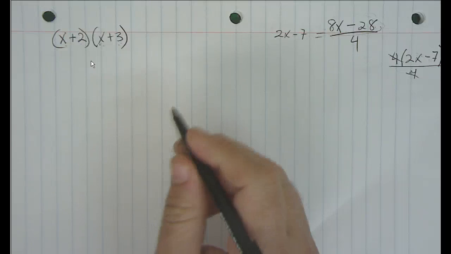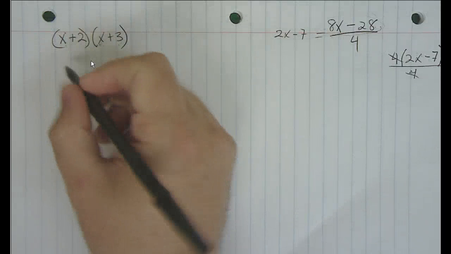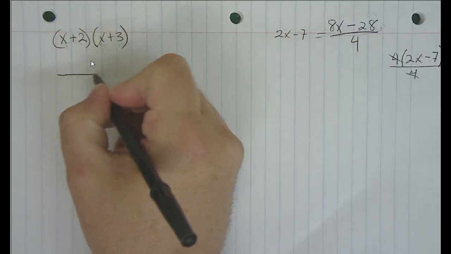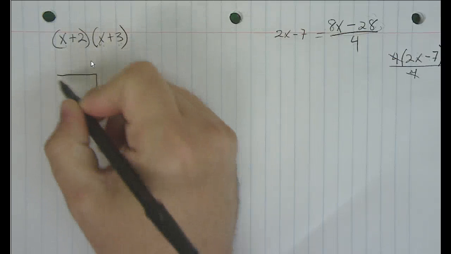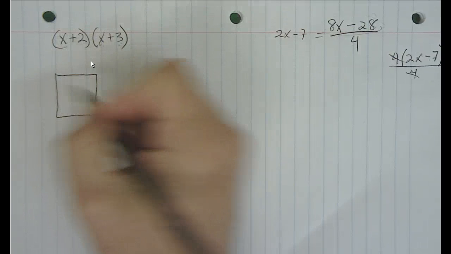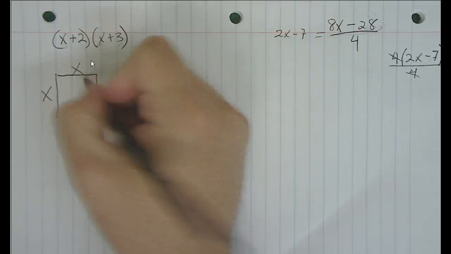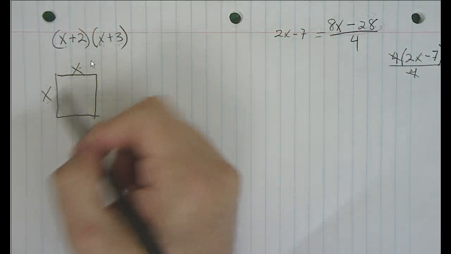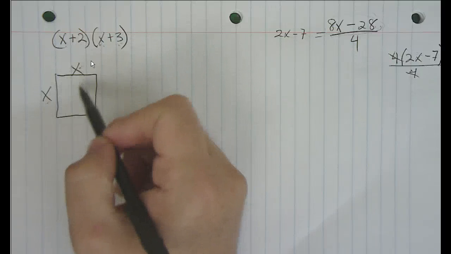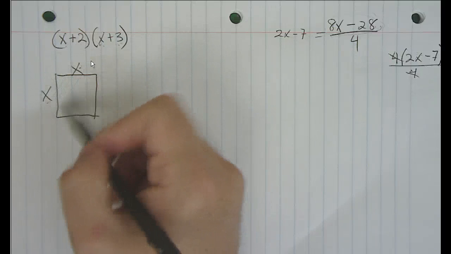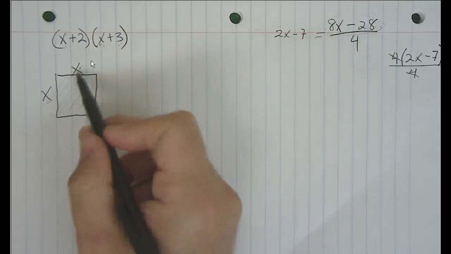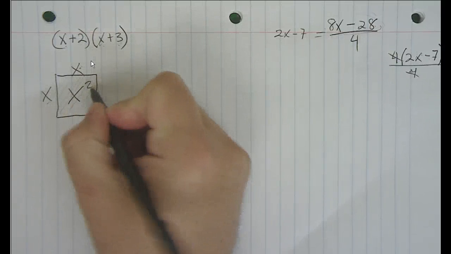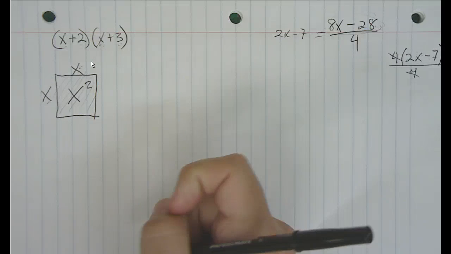So that model is to consider a room. I want you to think about a really simple room. And this room is just going to have dimensions of x by x. Okay? So what I would know is that if I wanted to find the area of the room, I would take x times x. That would give me x squared as my area of that room.